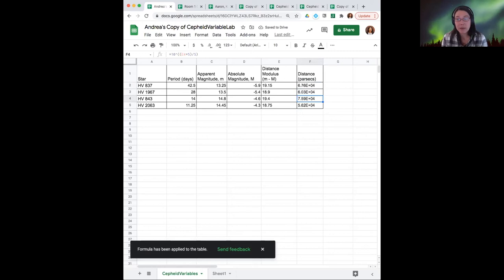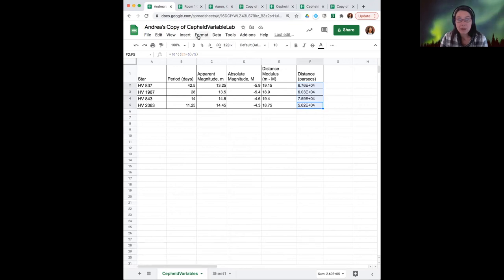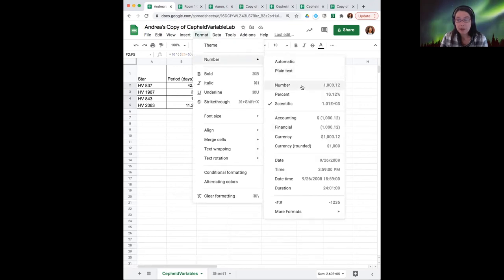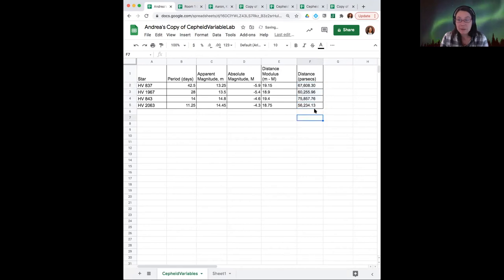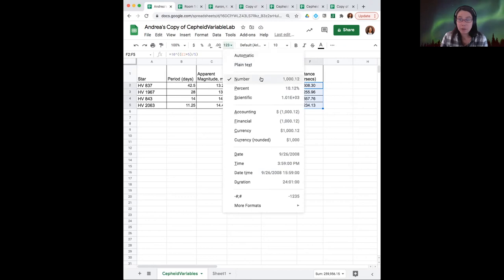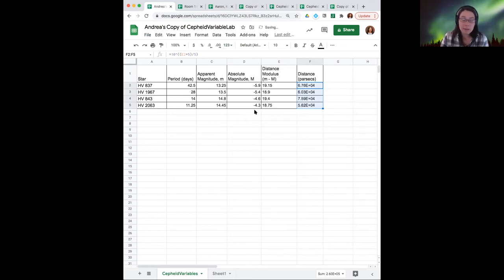I have this formatted so that it's showing the result in scientific notation. If I want to change that, I can go to more formats here, or I can go to format number and choose some other format. In this case, it looks like most of the distances that we came up with fall into a fairly similar range, so around 60 to 75,000 parsecs. So whether or not you prefer that number in standard form or scientific notation, up to you.